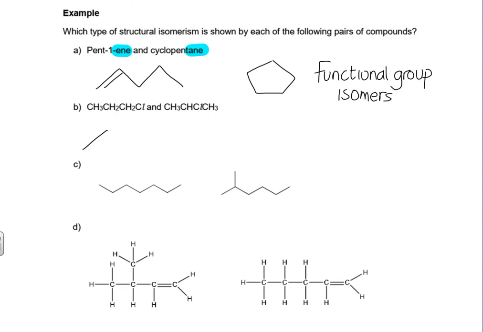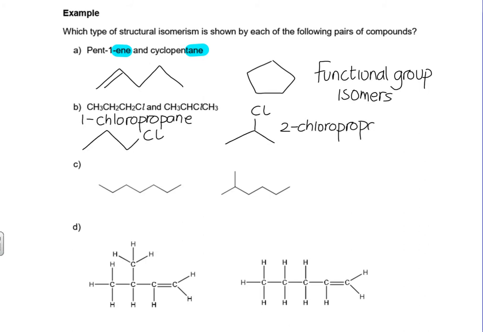And then the next one, if we draw them out, then we can start to name them. So we've got 3 carbons with a Cl coming off the end, 1-chloropropane. And our second structure has got 3 carbons, but this time the Cl is attached to the middle carbon, 2-chloropropane. So what's different about these two? Is it position, is it chain, or is it functional group? The only difference in their name is the number, therefore it's the position of the functional group that's changing. These are position isomers.